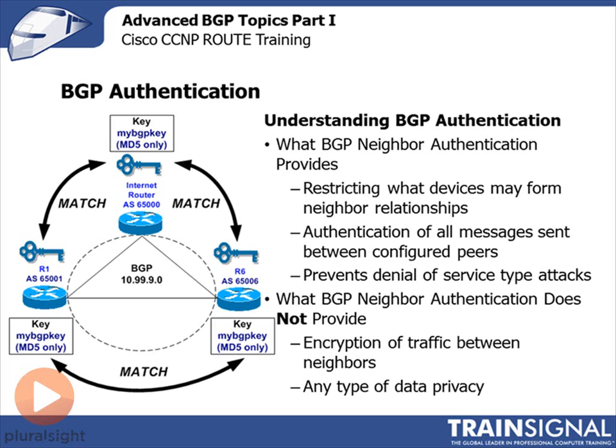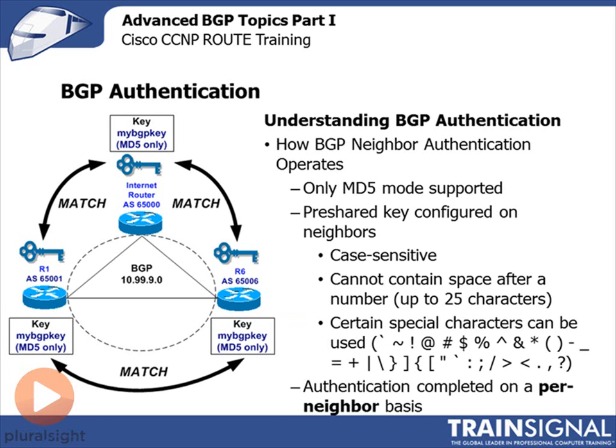And as we've discovered previously, there are certain things that authentication does not provide. It does not provide encryption of neighbor traffic. It does not provide any type of data privacy. To really be able to configure that would require IPsec to actually encrypt both sending and receiving of information. It would have to be configured per router, and it could be rather CPU intensive. But suffice it to say that authentication itself between neighbors does not provide any type of data privacy.